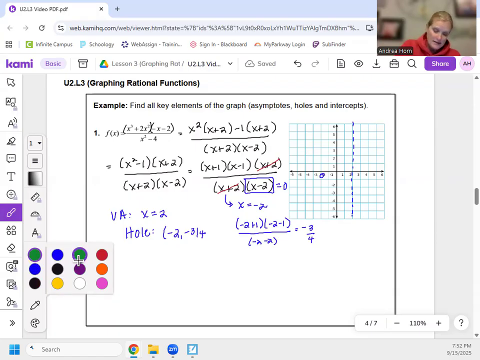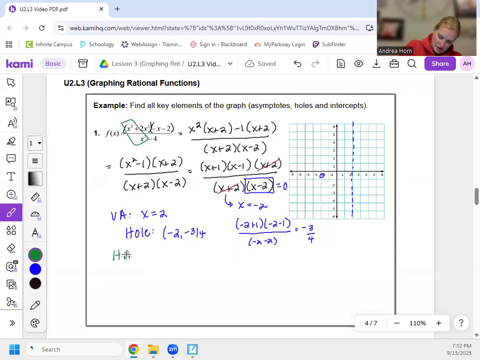Y stuff. The horizontal asymptote comes from the front. So I have x cubed over x squared, which means I don't have a horizontal asymptote because my degree on the top is higher. But that does mean I have a slant asymptote.